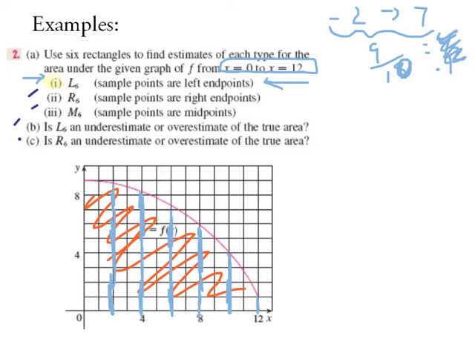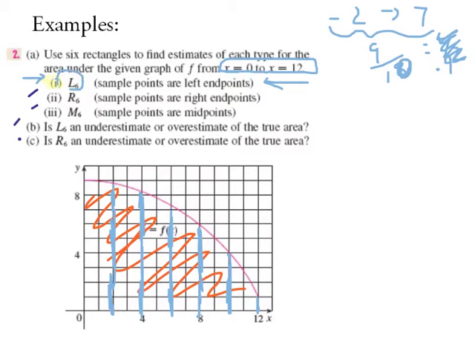So in general, this is x equals B, this is x equals A. In general, to get the width of each rectangle, or to get your delta x, you would take B minus A and divide by n, how many rectangles you have. Alright, so back to this one.